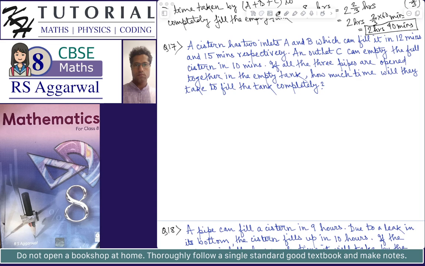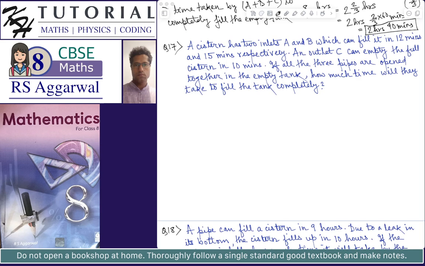Now, an outlet C can empty the full cistern in 10 minutes. So C is an outlet which can empty a cistern which is full of water in 10 minutes. If all the three pipes are opened together in the empty tank, how much time will they take to fill the tank completely? So initially the tank is empty.